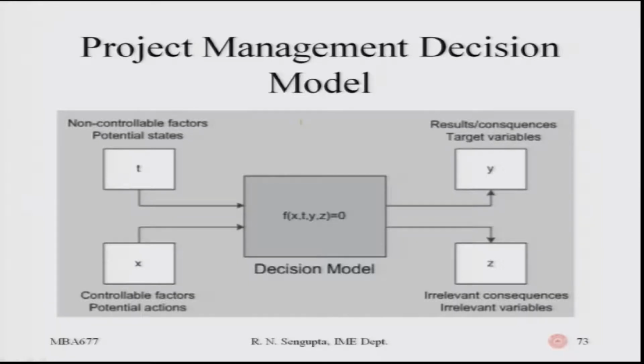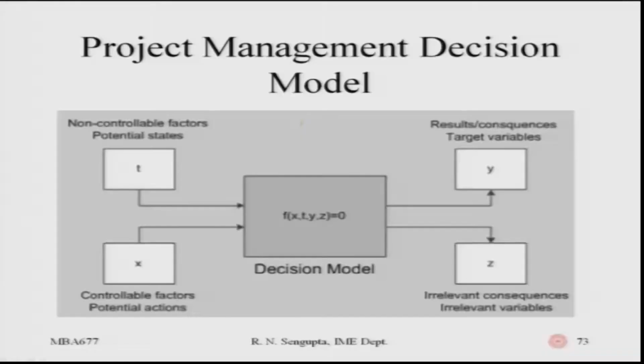You have the controllable factors which are under your control. So, there is a white noise which is being affected, and you have some control on the white noise and some control you do not have on the white noise. So, you basically try to differentiate if you can break down the effect into two different independent factors. The results and the consequence can be target variables, can be irrelevant variables.